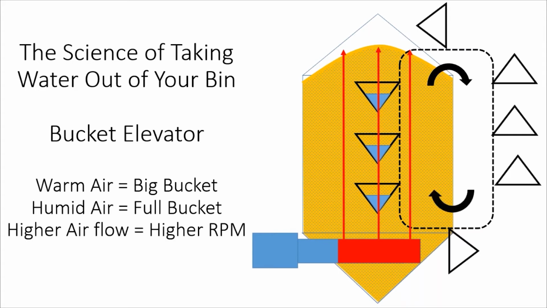And then the last component of your bucket elevator is how fast is this thing turning? How many buckets per minute are you actually removing? And that really comes down to your airflow. The perfect analogy there is how many CFM per bushel you're moving. If you're moving 1 CFM per bushel versus a half a CFM per bushel, you're going to be removing twice the amount of water, and it really is a simple proportional relationship.